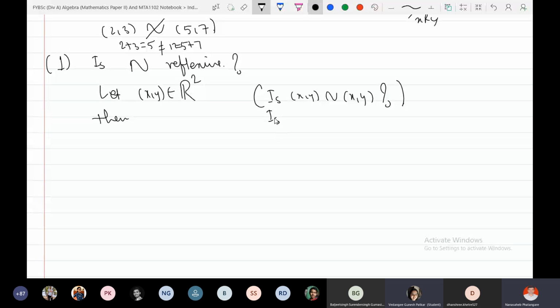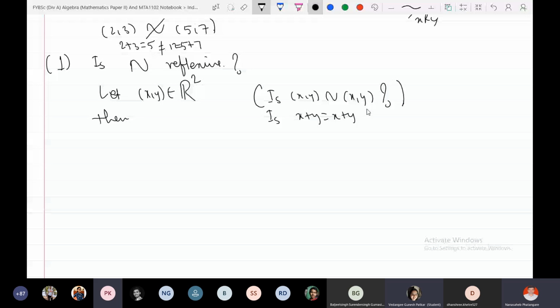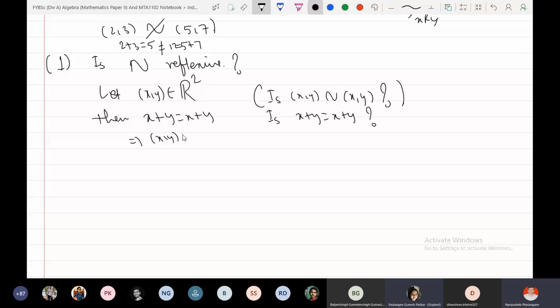That means, is (x, y) related to (x, y) means is x plus y the same as x plus y? Yes. So if I choose an arbitrary point from my set R2, then I know that x plus y is the same as x plus y, because I am taking the same (x, y) and (x, y). That means (x, y) is related to (x, y).